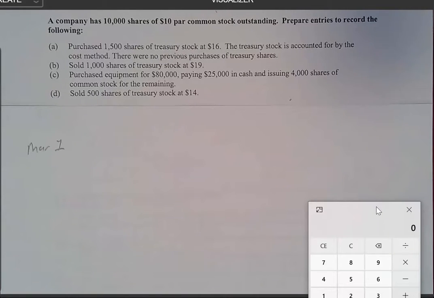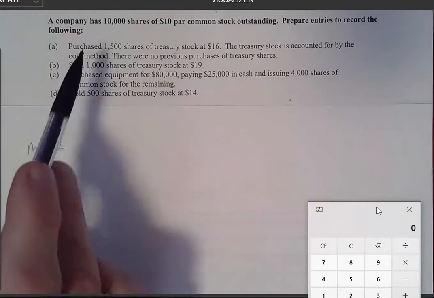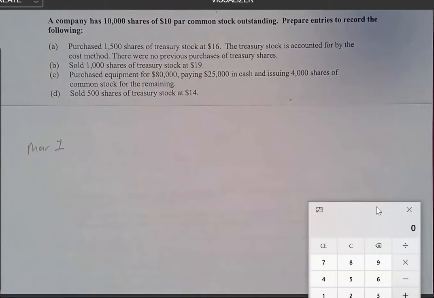All right, so I'm starting off with the date of March the 1st. That is not in the question. I just made that up so that we would have a date. So let's dive into this. This is a little bit more involved than our previous example. It says a company has 10,000 shares of $10 par common stock outstanding. Prepare entries to record the following.